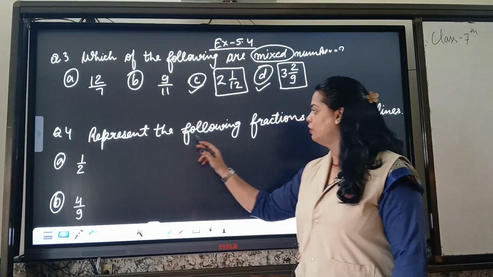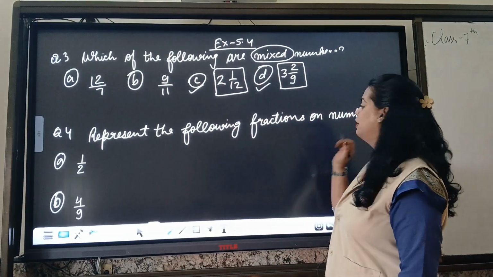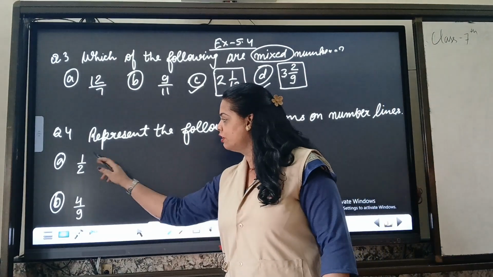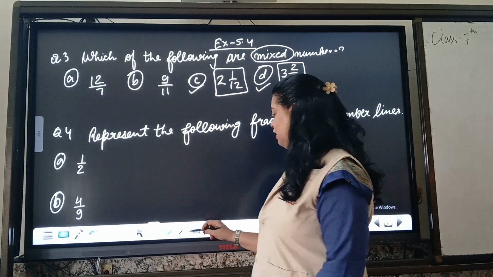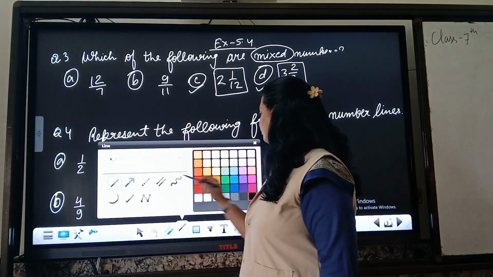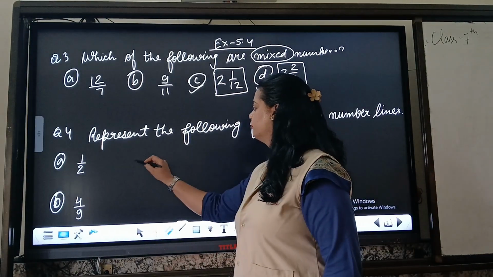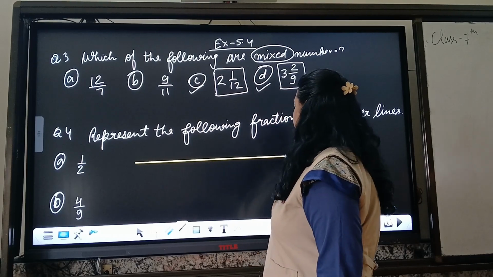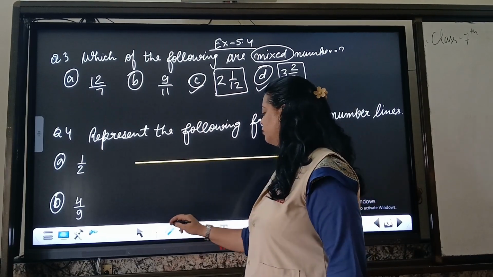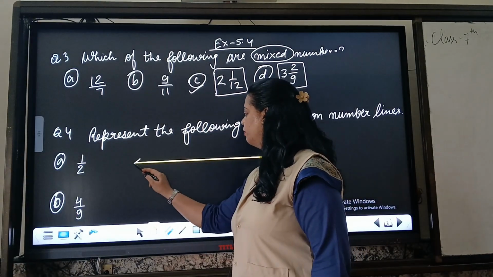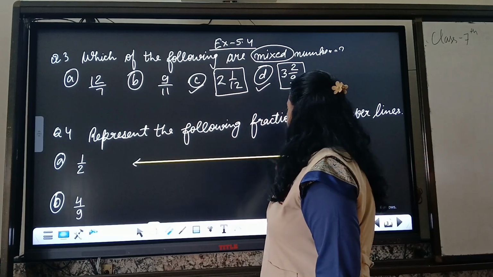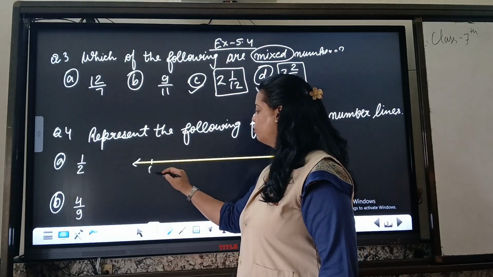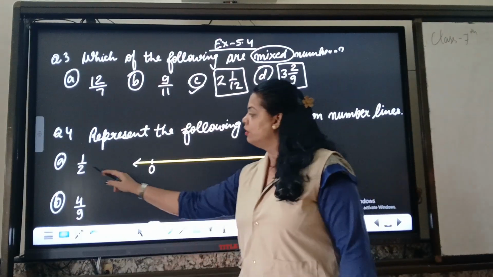Number 4, we have to represent the following fraction on a number line. Means this fraction number we have to represent on a number line. So we will draw a straight line. We will put arrows, place 0 over there. Now look at the denominator.